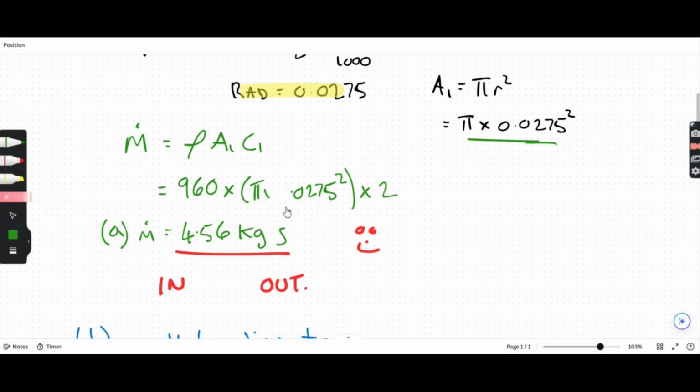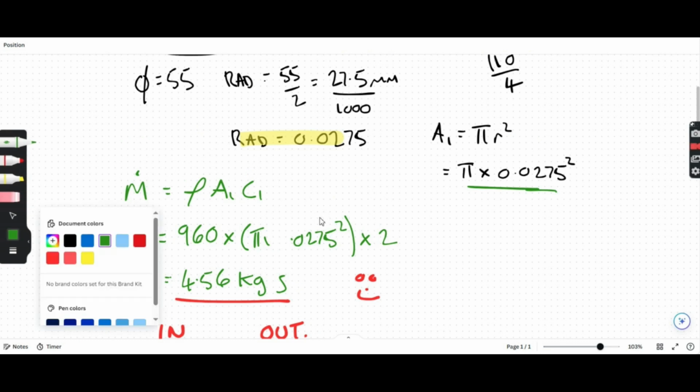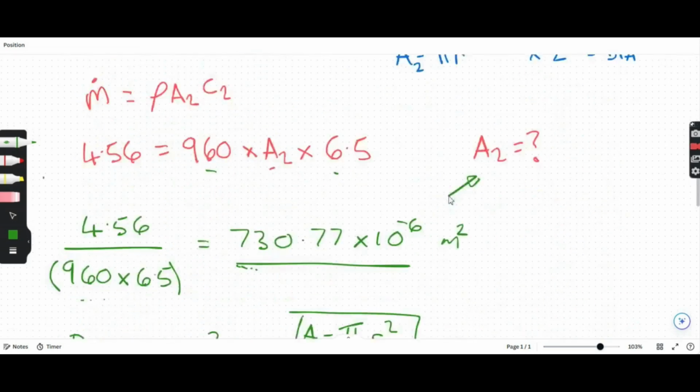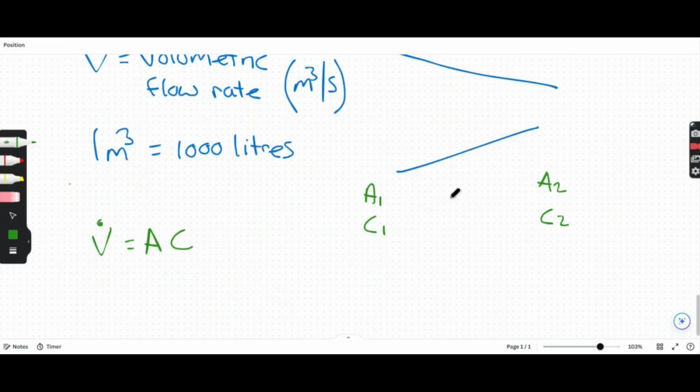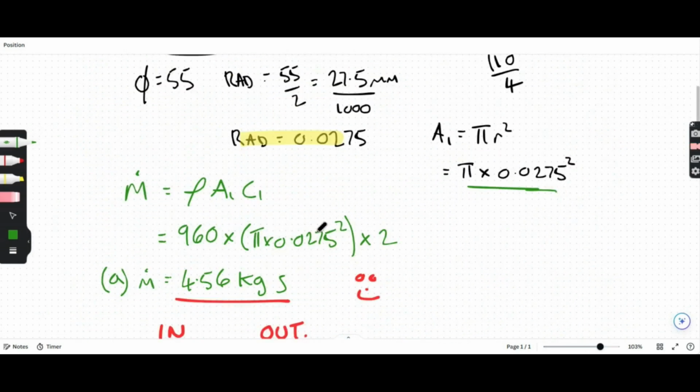Can I go back and solve that? Let me write it in again. I worked it out. That was pi times by 0.0. So I know my A1, I know my area in. So I know area 1 and I know what my speed coming in is as well. My area coming in is pi r squared, you'll have that as well.